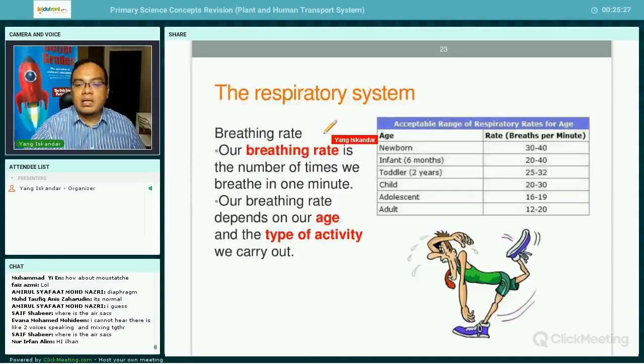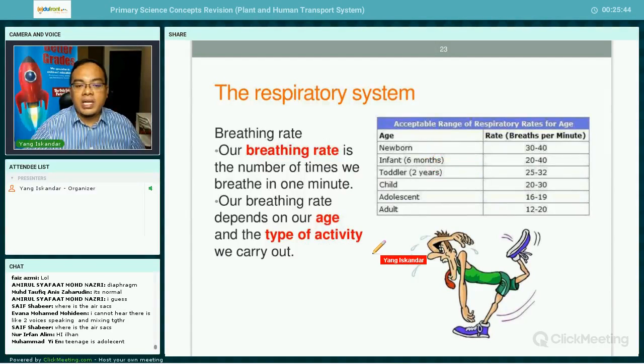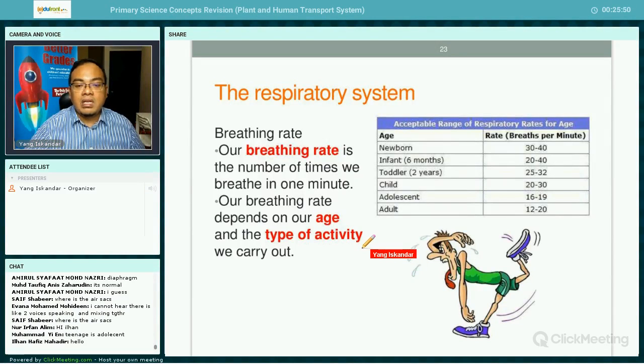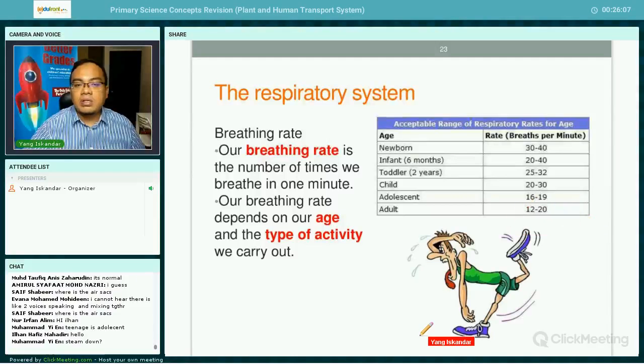Now, our breathing rate. What does breathing rate mean? Breathing rate is the number of times we breathe in 1 minute. You can take a look at this breathing rate. It depends on your age as well as the type of activity. If you are running, for example, you breathe faster, so your breathing rate is faster. When you're resting, sitting down, your breathing rate is much slower. Infants and children tend to have a faster breathing rate compared to adults. As we grow older, the breathing rate is slower.